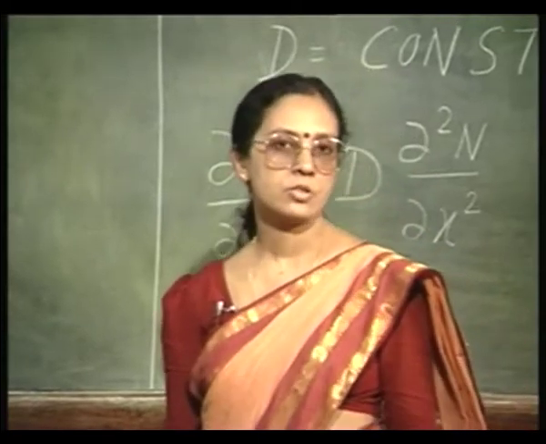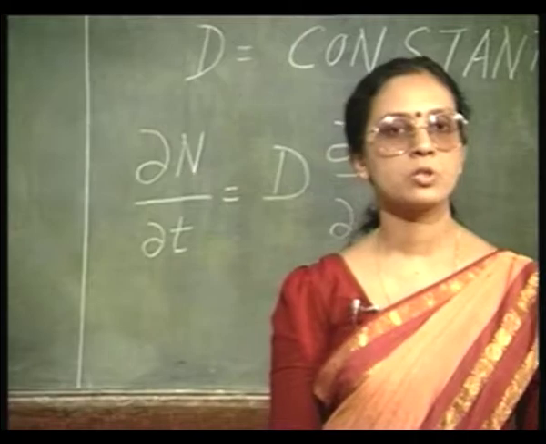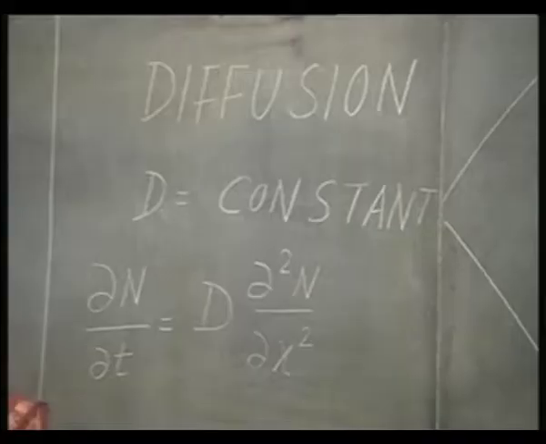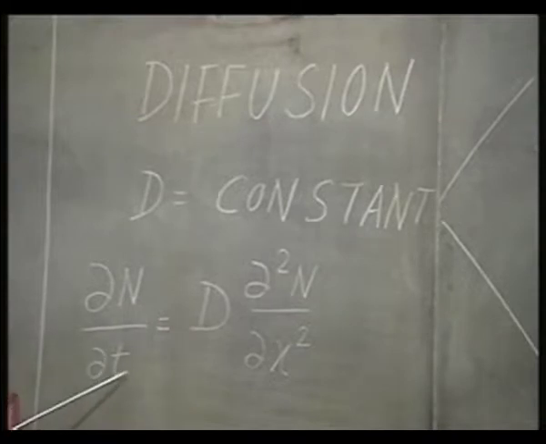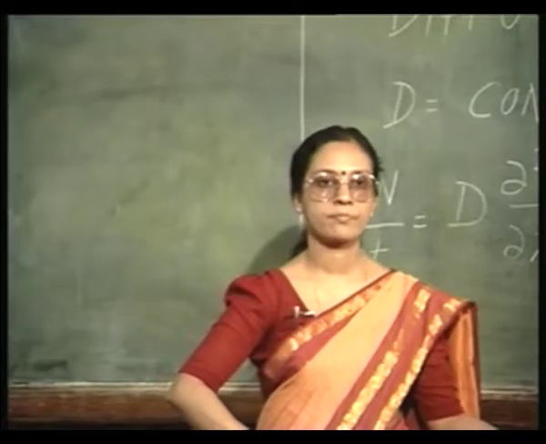In our discussion regarding diffusion, we have seen that if the diffusion coefficient D is assumed to be a constant, then the doping profile can be expressed simply as ∂n/∂t equal to D ∂²n/∂x². Now, all that remains is to solve this differential equation subject to various boundary and initial conditions.